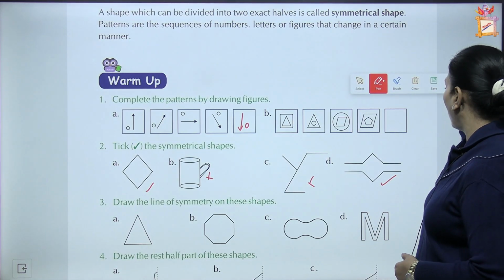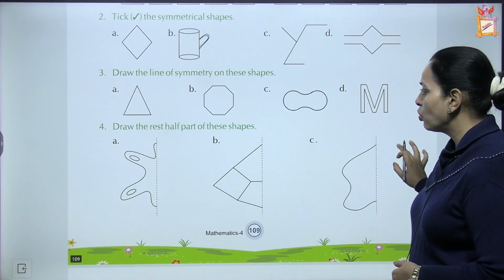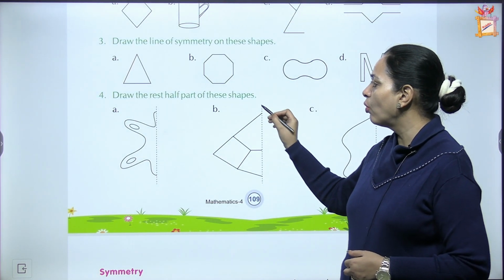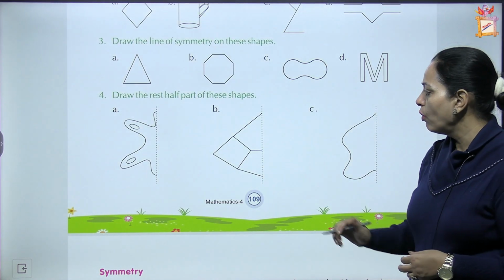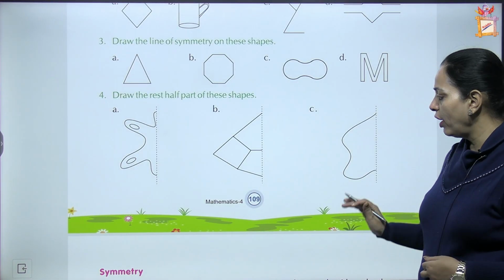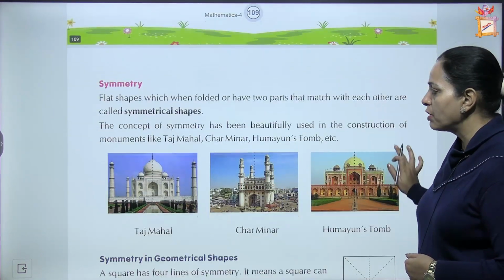The third one, draw the line of symmetry on these shapes. You can try this one. And the fourth one, draw the rest half of these shapes. So we can draw these half parts. Okay, so now come to symmetry.